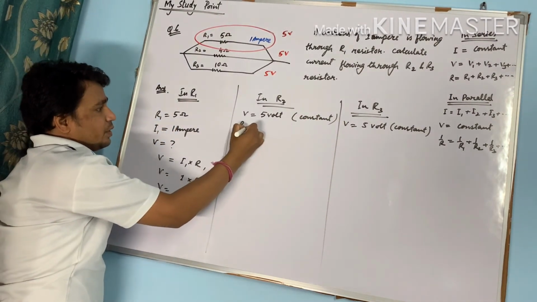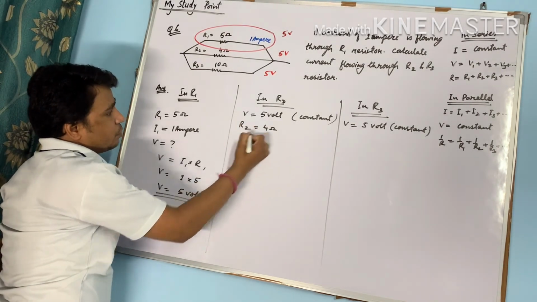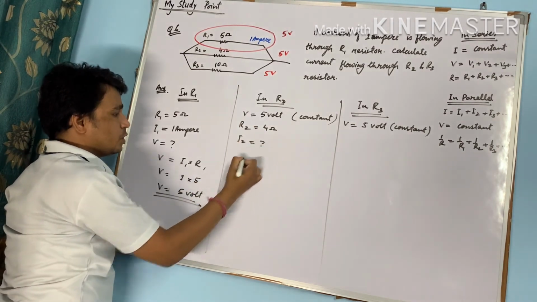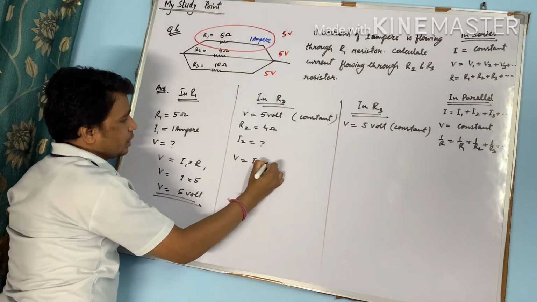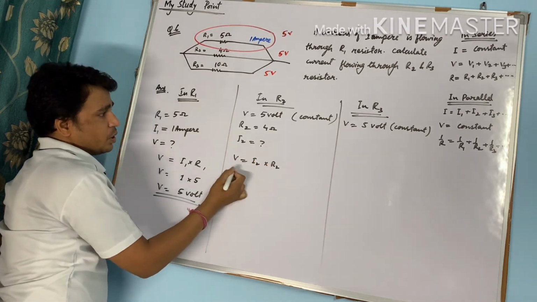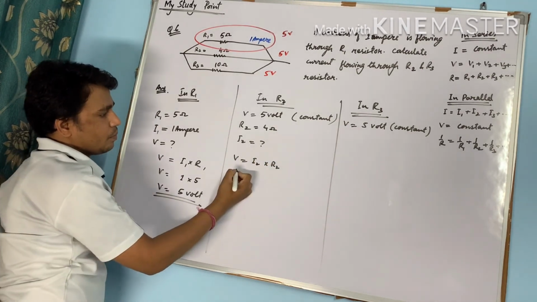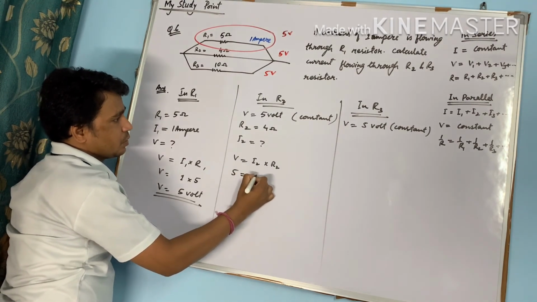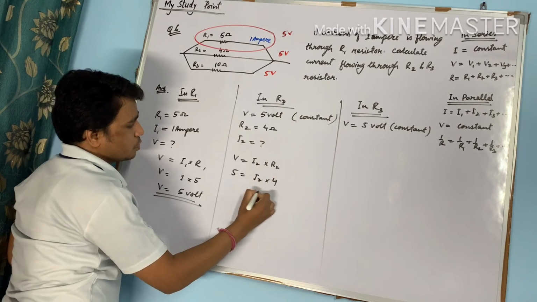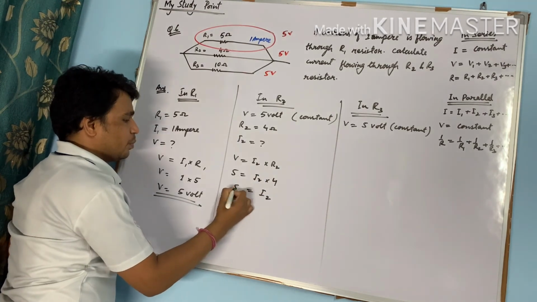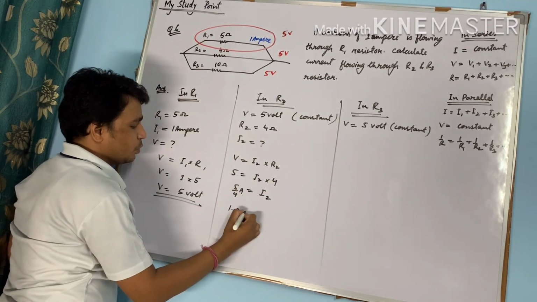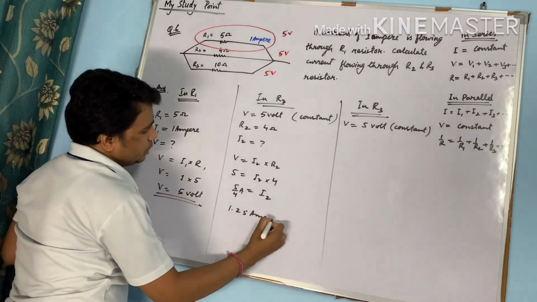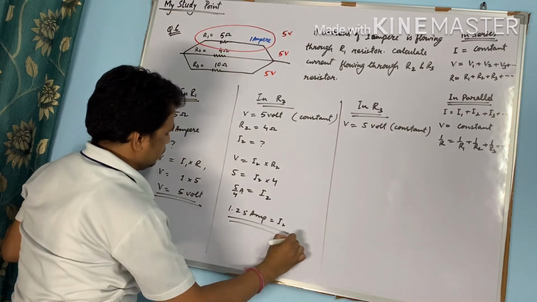Now R2 is given 4 ohm. We have to calculate the current. Use Ohm's law, V is equal to I into R. Put the values, that is 5 is equal to I into 4. So current will be 5 by 4 ampere or 1.25 ampere is the current in R2 resistor.